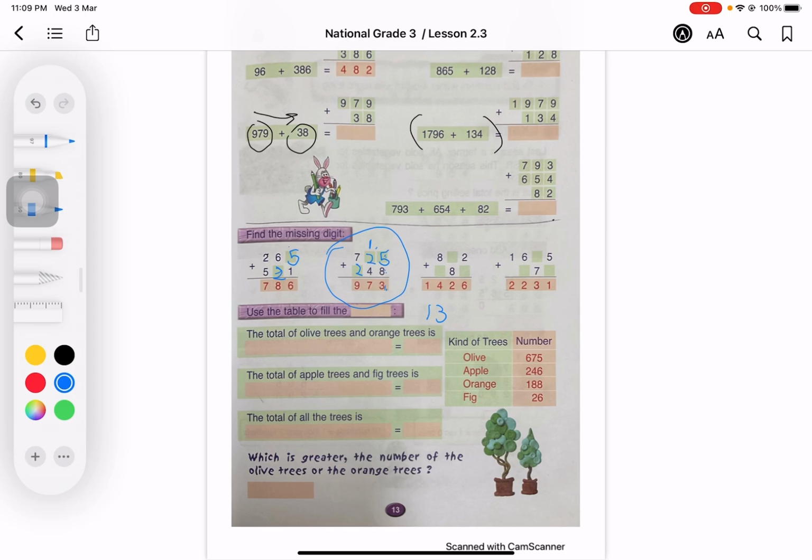Now, think about the third question. Yalla, think about the third question. Who will start?